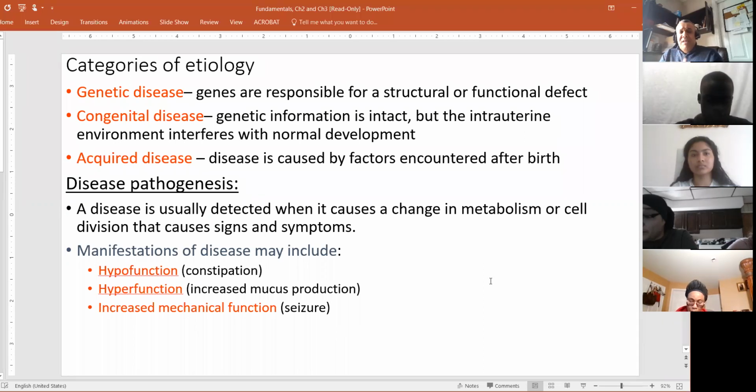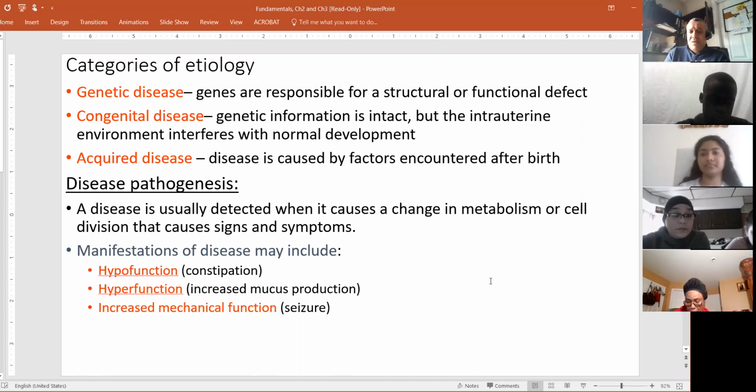Pathogenesis is the development of the disease, which is called disease pathogenesis.